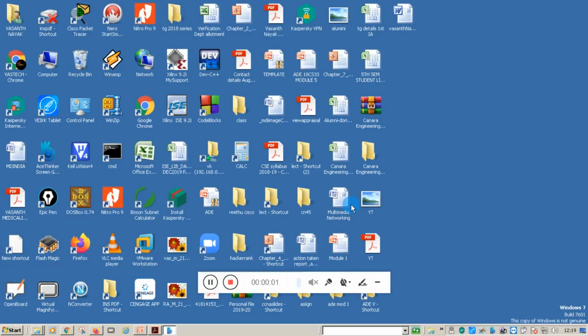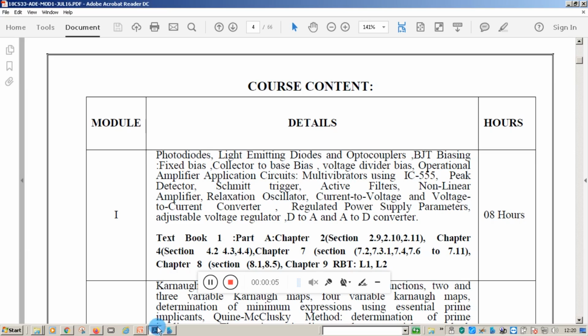Hello student, welcome to one more session of analog and digital electronics. In this session, we will start the first module. So this is the syllabus of the first module according to VTU.